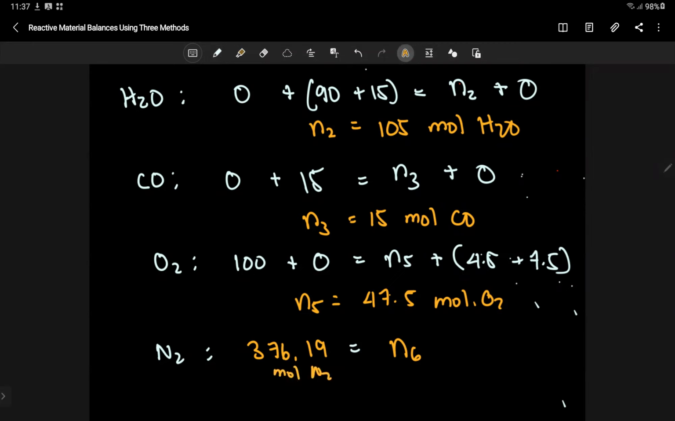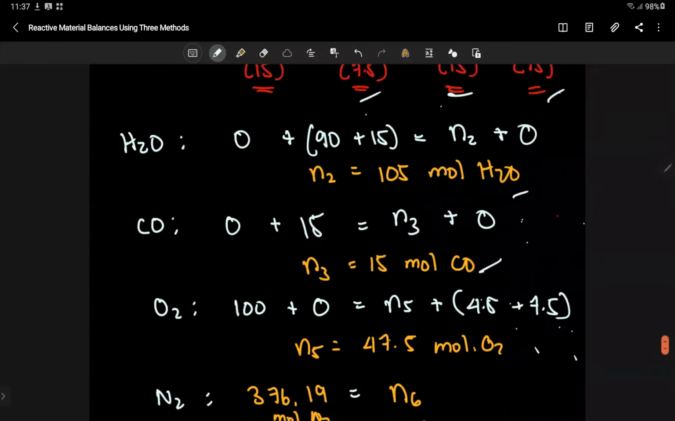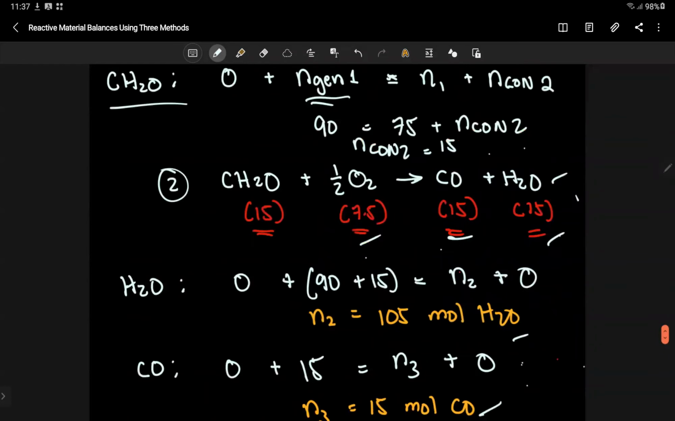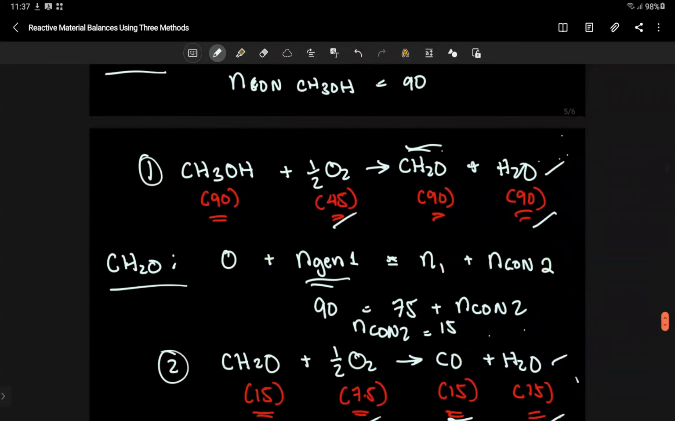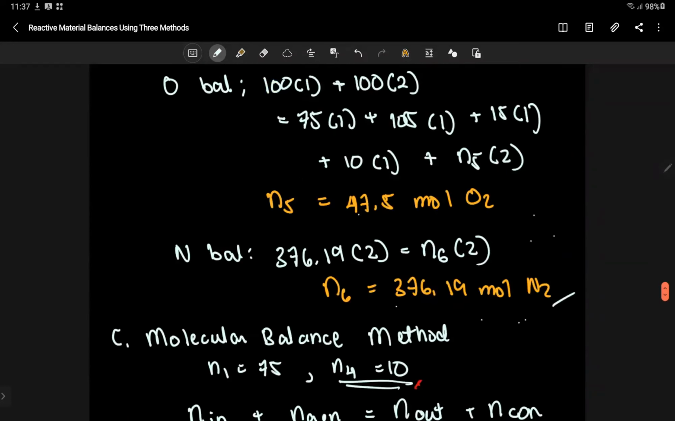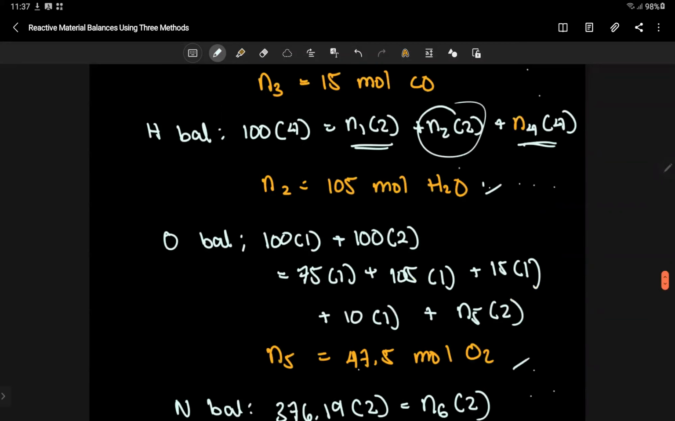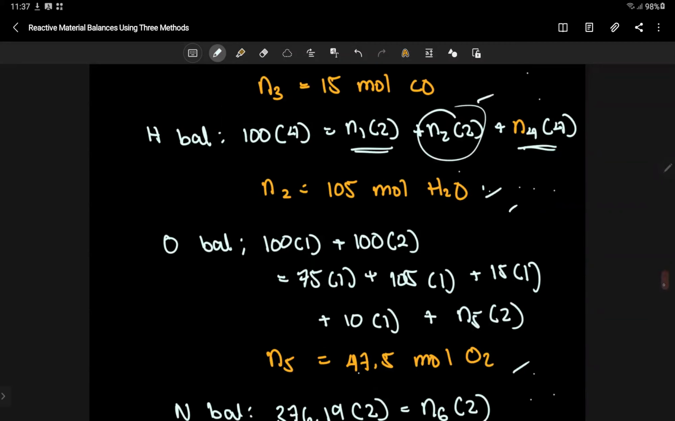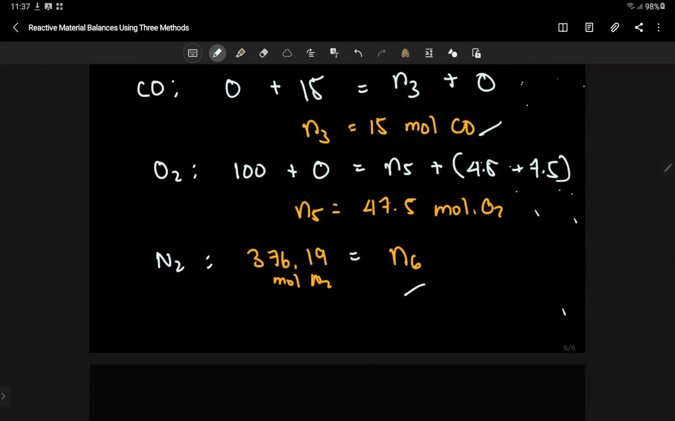Now, if you are going to check yung N6, N3, N2, and others, okay? Parehas lang ba sila dun sa na-compute natin kanina? Yes, N6, N5, N2, N3, dun sa ibang methods. So, that's how you solve material balances involving reactions utilizing the three methods.